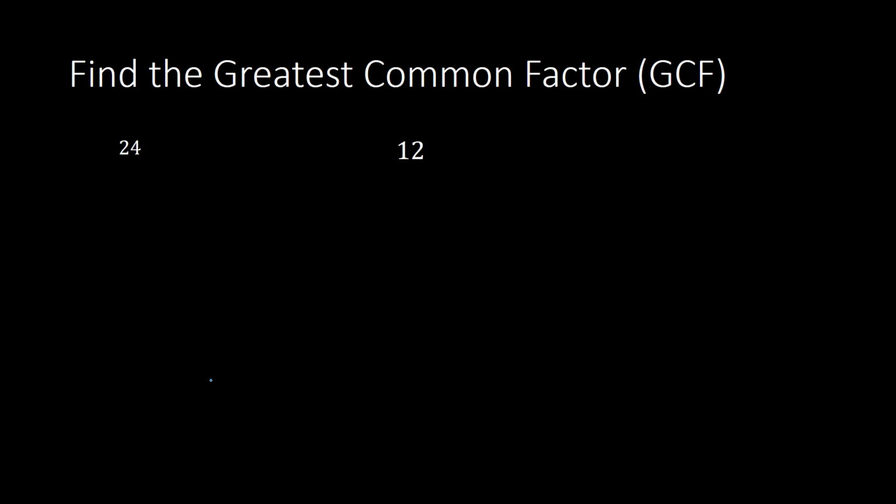All right, let's try another example. Here we have 24 and 12. So going through that process, we can find the GCF, or the greatest common factor. So the 24, you can break 24 apart to be a product of 2 times 12. 12 can break apart to be 2 times 6. And the 6 can break apart to be a 2 times 3. So I prime factored to get 2 times 2 times 2 times 3 equaling 24.